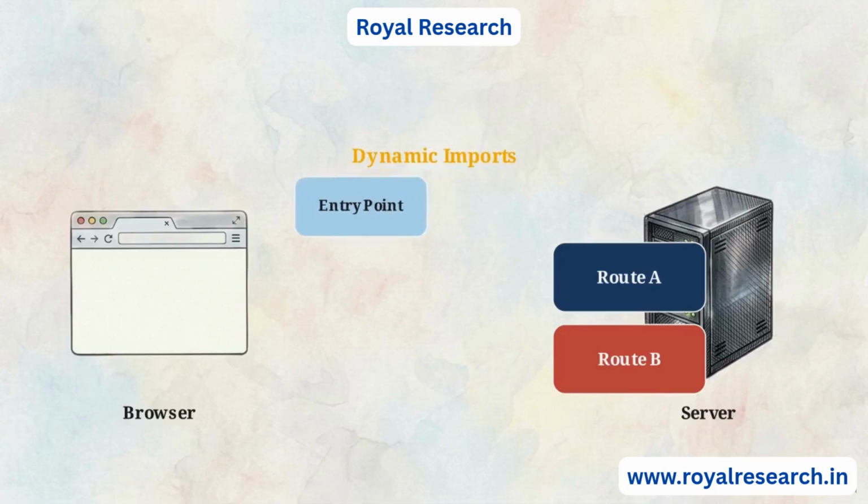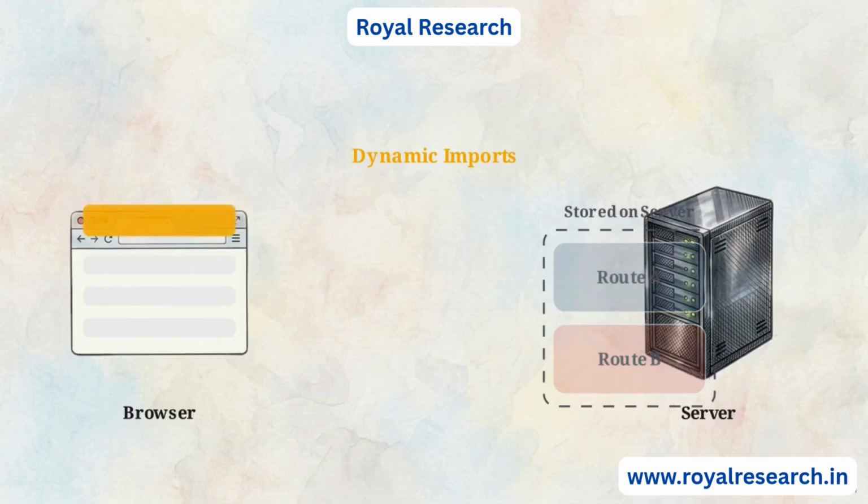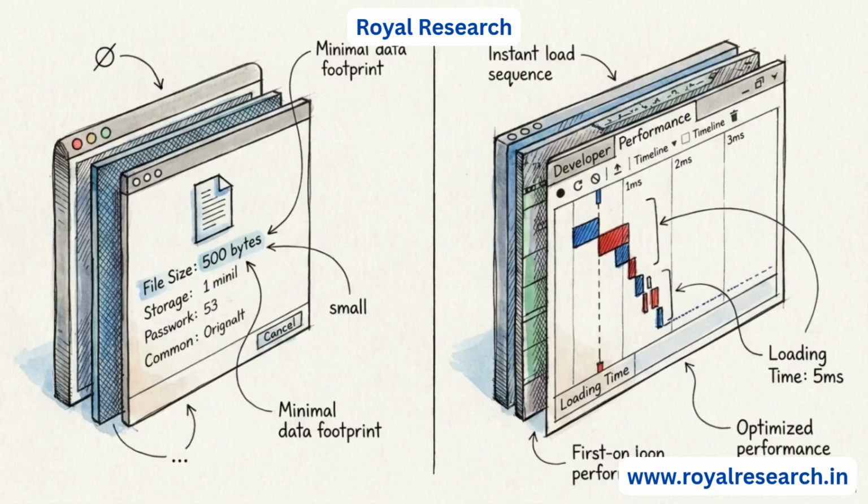By utilizing dynamic imports, the browser requests only the specific module required for the user's current view. The entry point loads immediately, while the logic for unvisited routes remains stored on the server. Minification shrinks the text size. Code splitting changes exactly when that text is permitted to load.